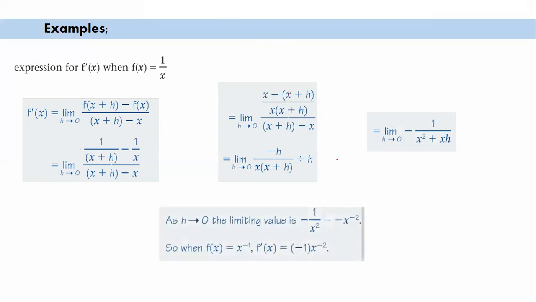So as h goes to 0 in this expression, the limiting value becomes minus 1 over x squared, which can also be written as minus x to the power minus 2. So when f(x) equals x to the power minus 1, or in other words 1 over x, f'(x), our derived function, becomes minus 1 times x to the power minus 2.